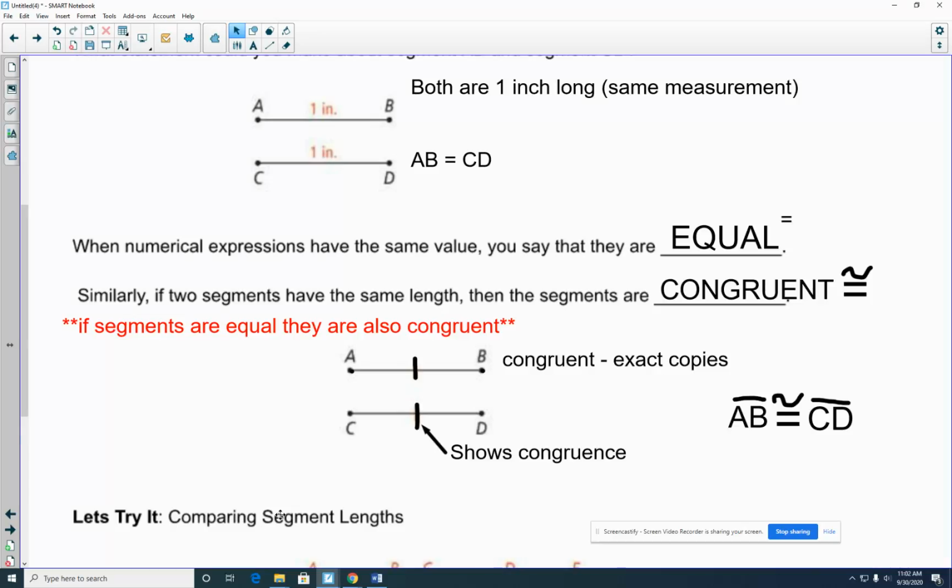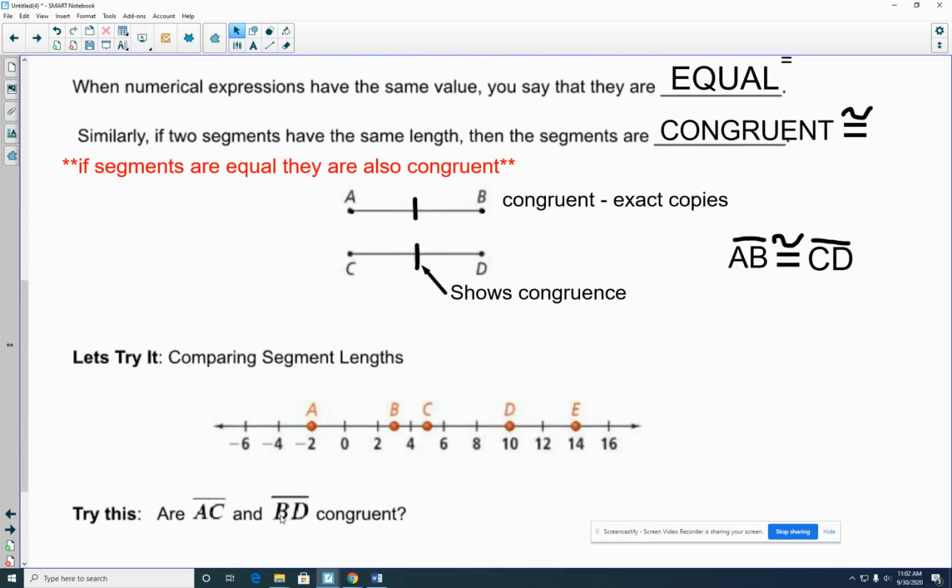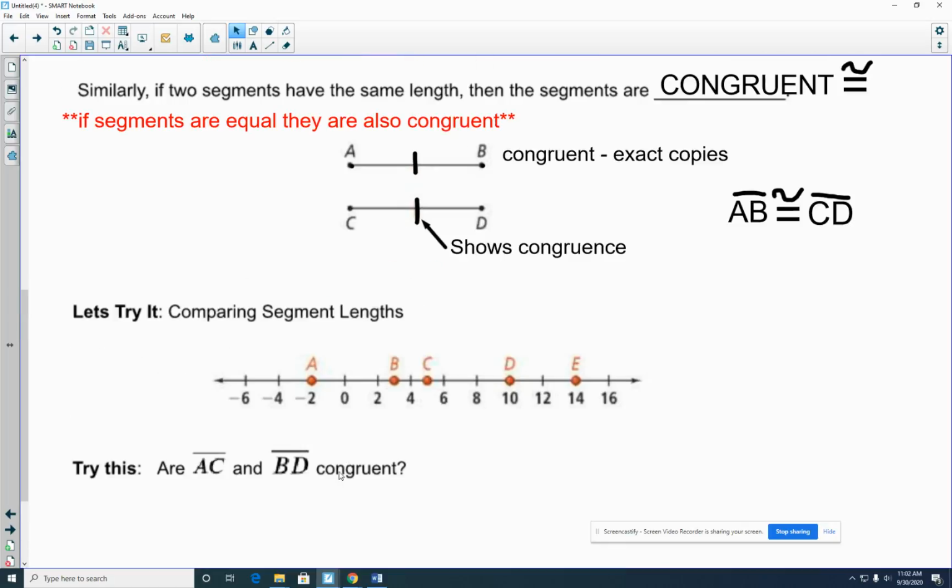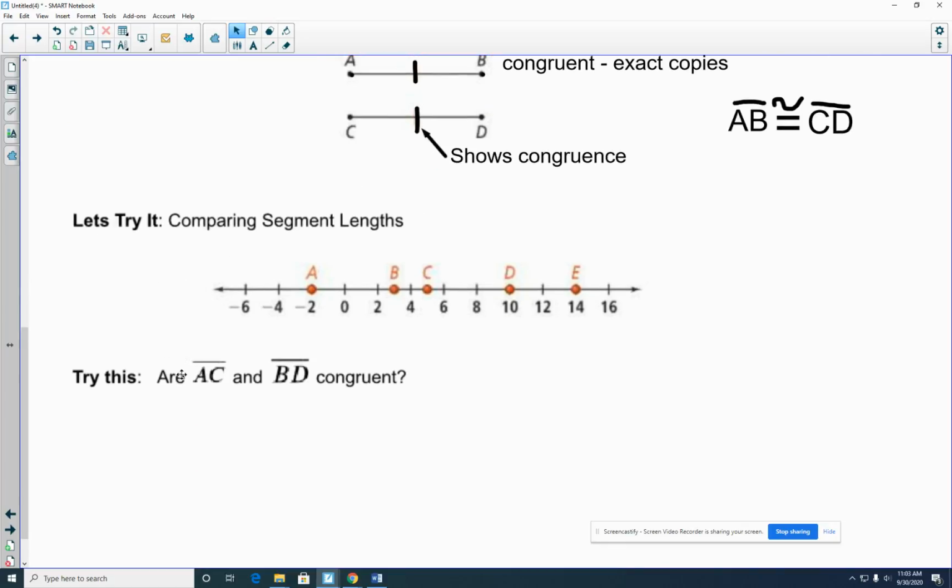Okay, so now let's try to compare segment lengths and see what we come up with. Using what we know up here, are segments AC and BD congruent?